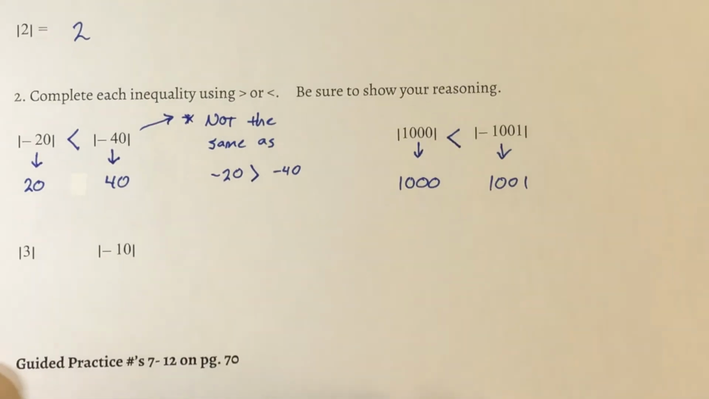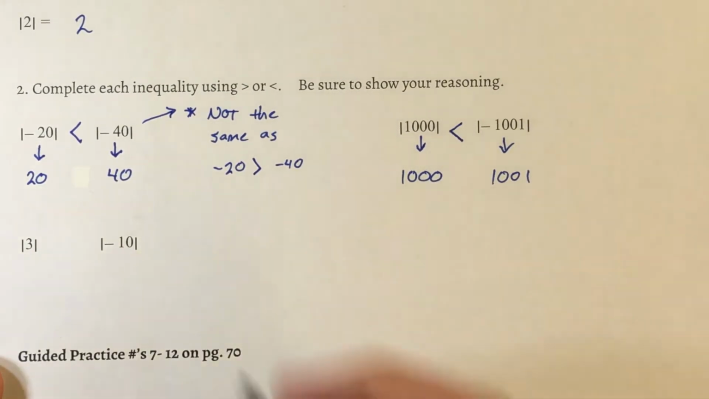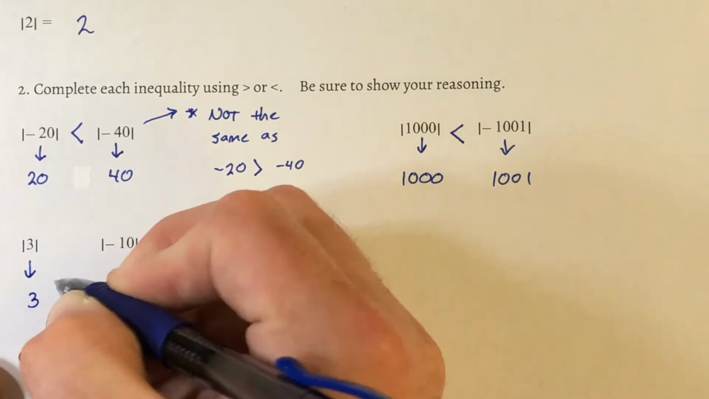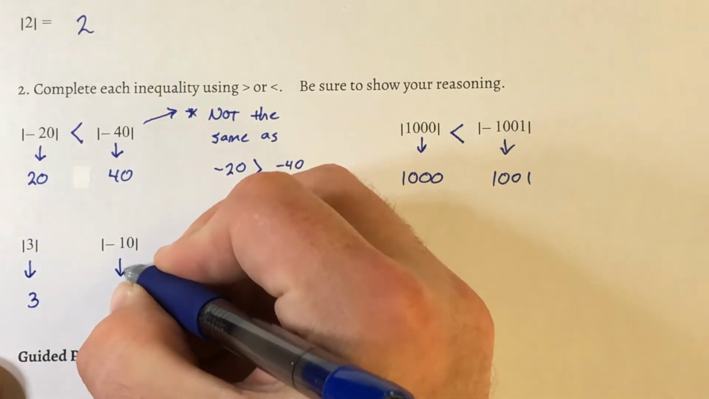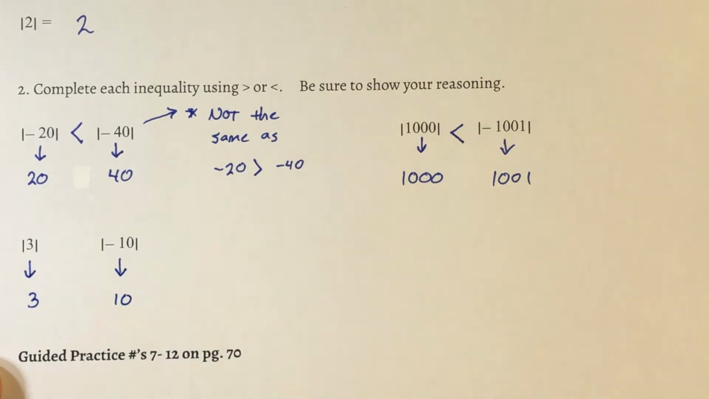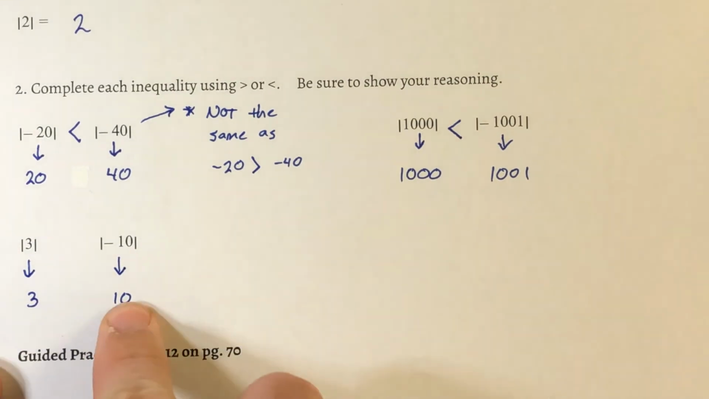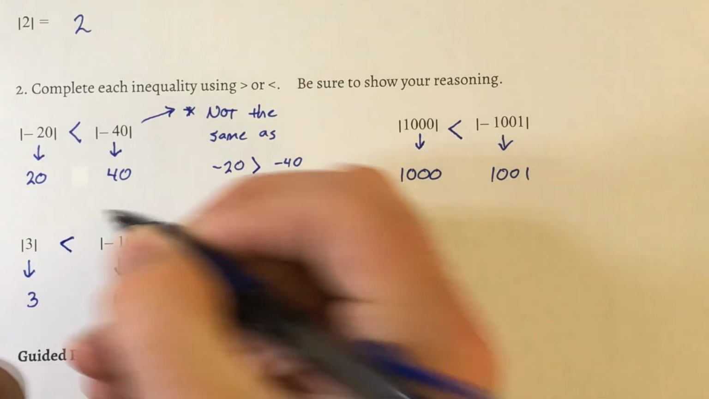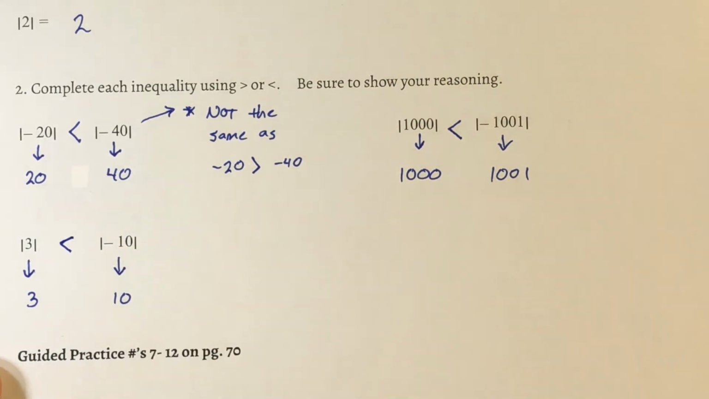Okay, last example. Absolute value of 3 and absolute value of negative 10. Which one is farther away from 0? Well, absolute value of 3 is 3. It's 3 away from 0. Absolute value of negative 10, it's 10 away from 0. Which one's larger? 10. So absolute value of 3 is less than, or has a smaller distance from 0 than, negative 10.